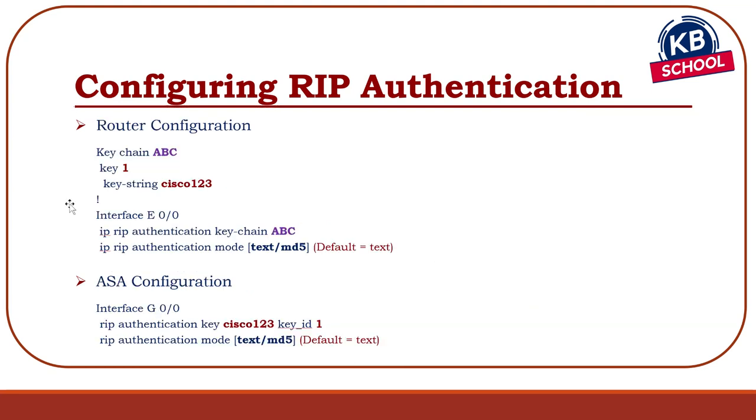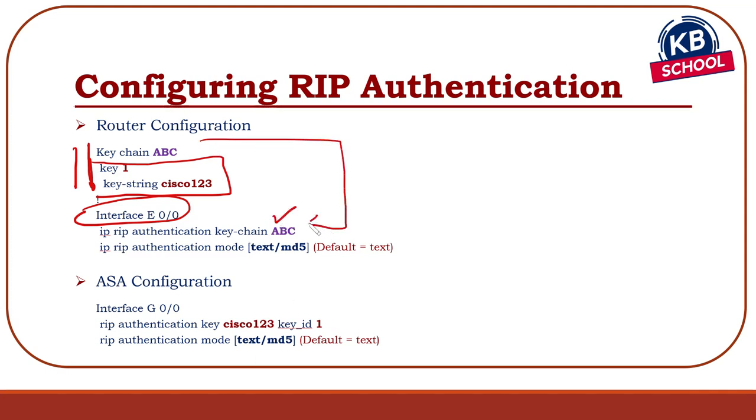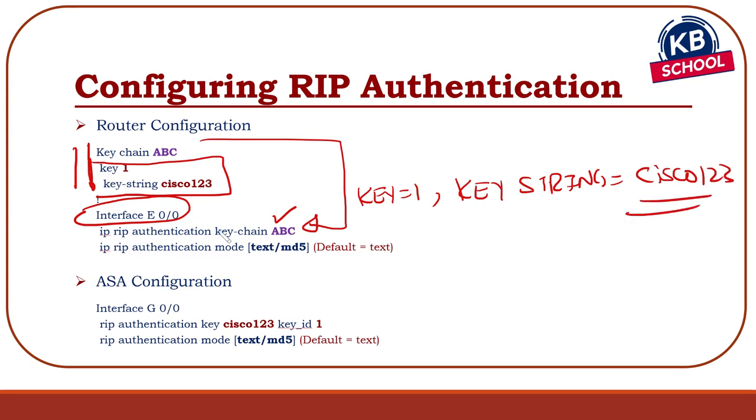So what are the configuration examples, the command examples? Let's take a look at them as well over here. On the router, I've created a keychain called ABC. ABC has two components, which are the key ID, which is 1, and the password or the key string called Cisco123. I go under the interface and I say ip rip authentication key-chain ABC. So I'm applying this keychain to the interface, which applies the key ID of 1 and a key string of Cisco123. It's applied to my interface.